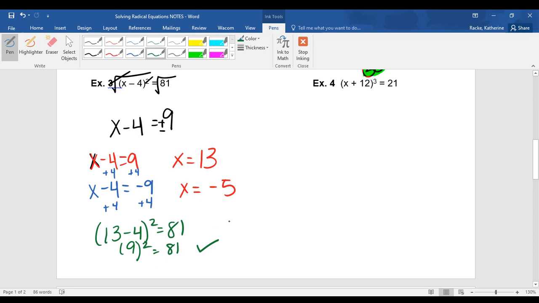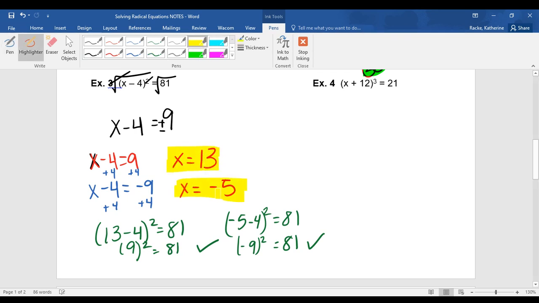And then I would do negative 5 minus 4 squared equals 81. Negative 5 minus 4 gives me a negative 9. Negative 9 squared also equals a positive 81, so they both work. So I have two answers, x equals 13 and x equals negative 5.